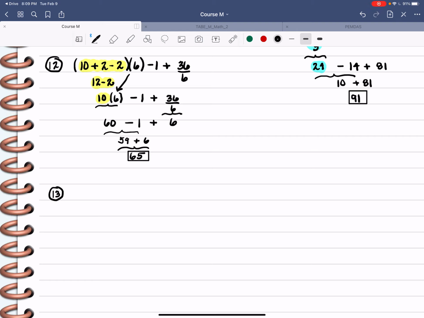I have brackets this time. 7 squared plus parentheses 18 divided by 3 plus 5 squared, close parentheses, close brackets. Wow.